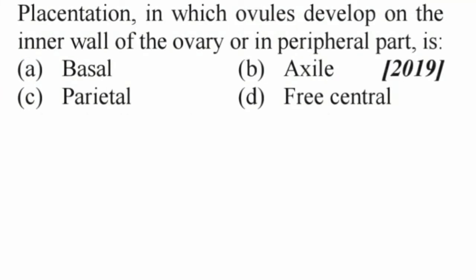Next question, which is related to placentation. There are 5 types of placentation. Okay, so placentation in which ovules develop on the inner wall of the ovary or in peripheral part is. It's a very simple question, because in the question itself they have given peripheral part, so that is nothing but parietal. So answer is parietal. So what is this parietal? Here the placenta bearing ovules develops on the inner wall of the ovary peripherally. Okay, so here the ovary is one chambered but becomes two chambered due to formation of false septum. Some good examples for parietal placentation are mustard and argemone.